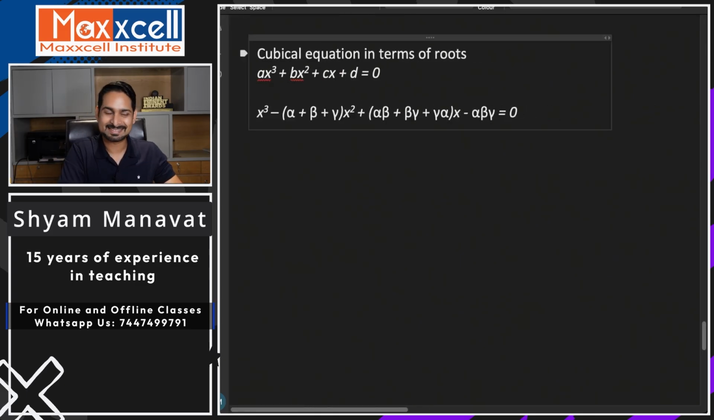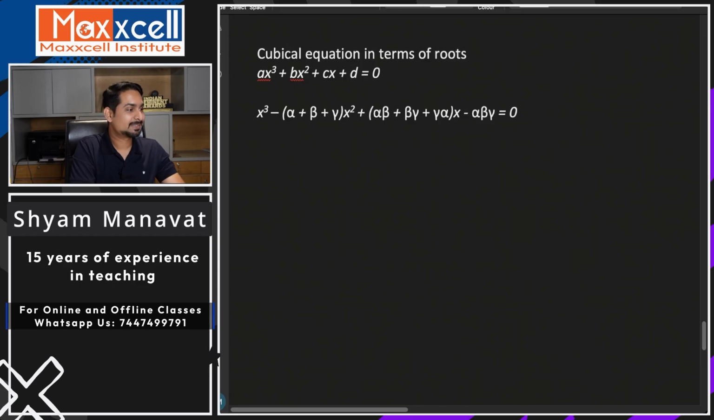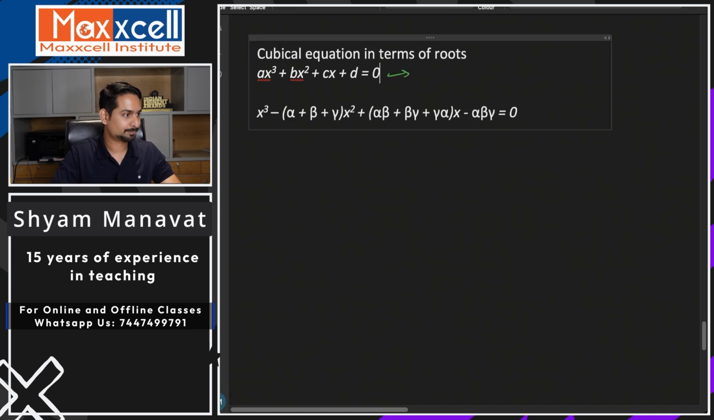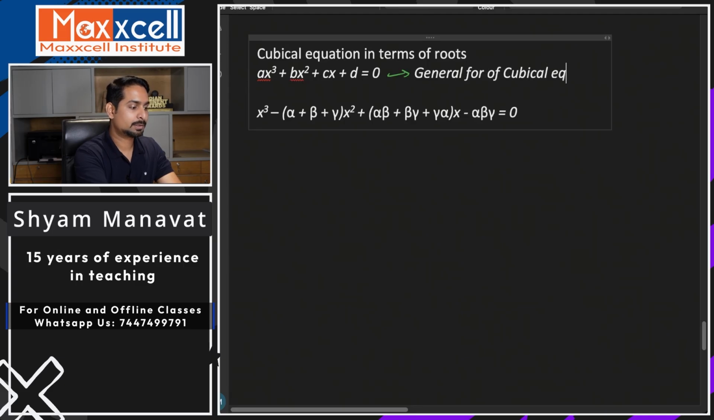So let's get started. General form of a cubical equation, we have seen that we have solved a couple of them in the previous video, which is ax cube plus bx square plus cx plus d equals to 0. That's a general form of a cubical equation, or third order equation.